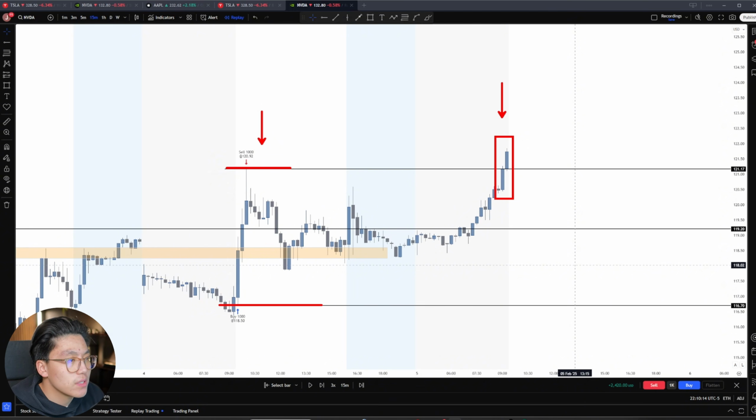So in this case, you can see we're breaking outside of its previous day's range in the pre-market. So now we're trading outside of its previous day's range. So if we're trading outside of its previous day range, what are we going to be looking for?